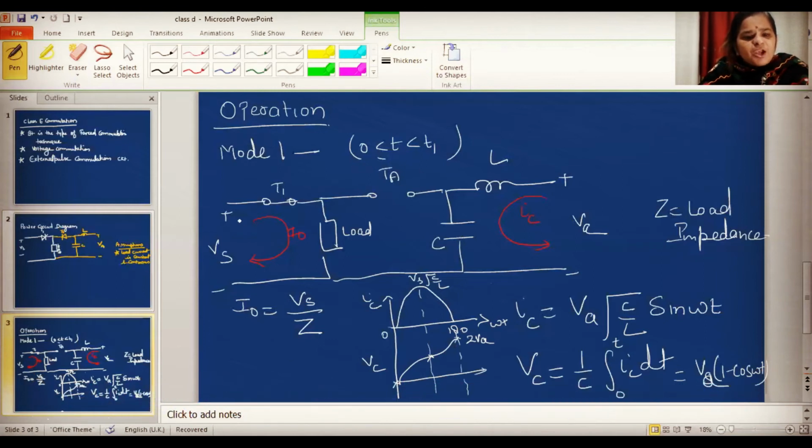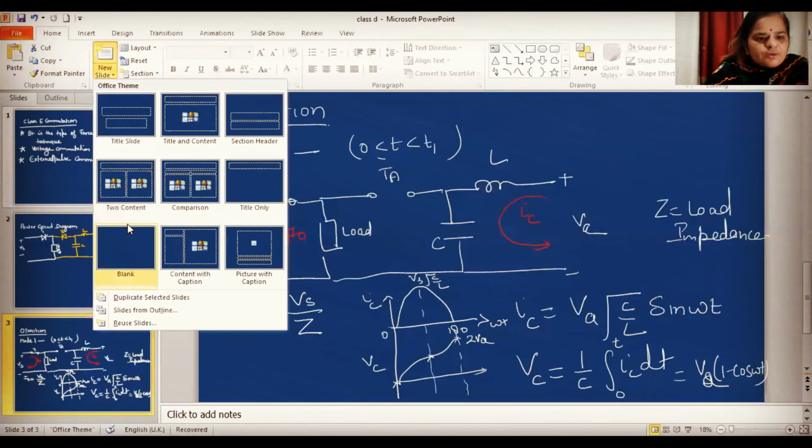TA is off because this positive voltage is making TA reverse biased. And there is one more closed circuit through which a charging current is flowing. So the charging current expression will be Va root C by L sine omega t and the capacitor voltage expression will be Va times 1 minus cos omega t.